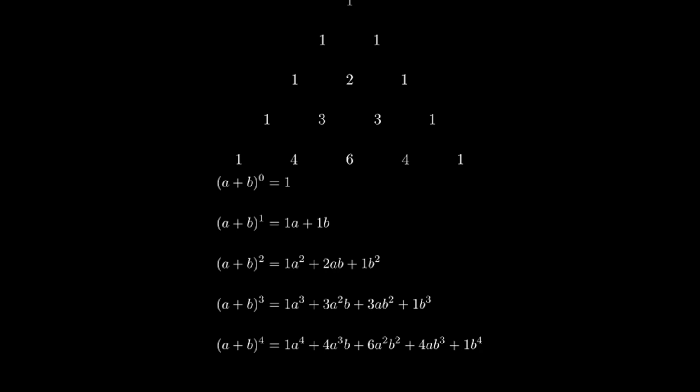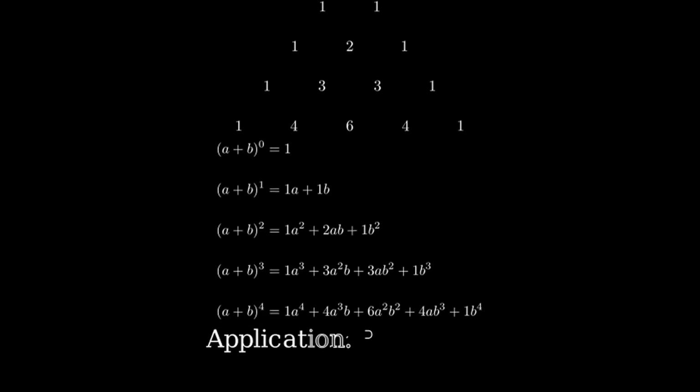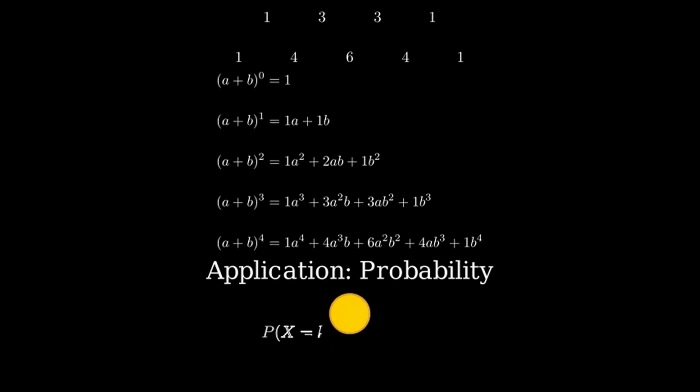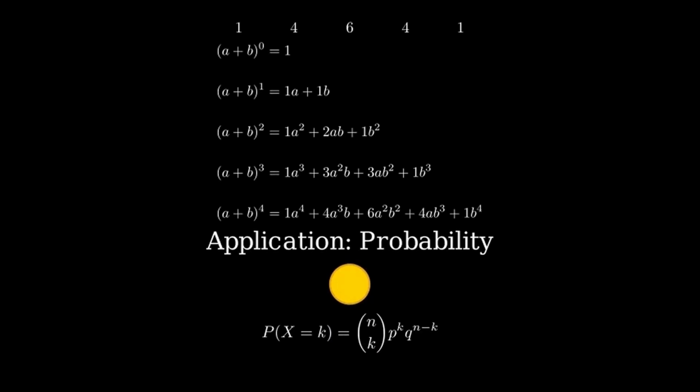One practical application of the binomial theorem is in probability. Consider a coin flipping experiment, where we flip a fair coin n times and want to find the probability of getting exactly k heads. This probability is given by n choose k times p to the power of k times q to the power of n minus k, where p is the probability of success, getting heads, and q is the probability of failure, getting tails.